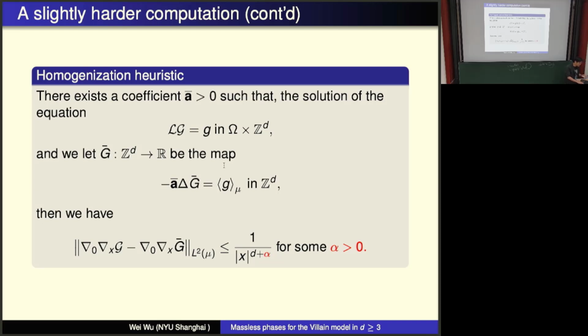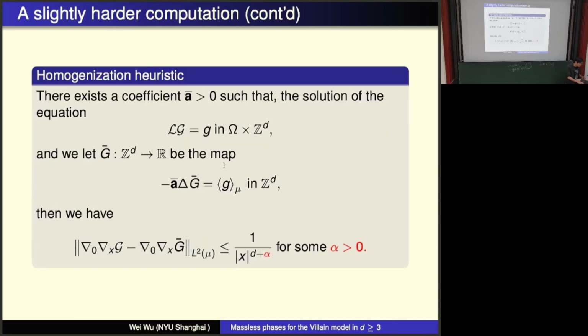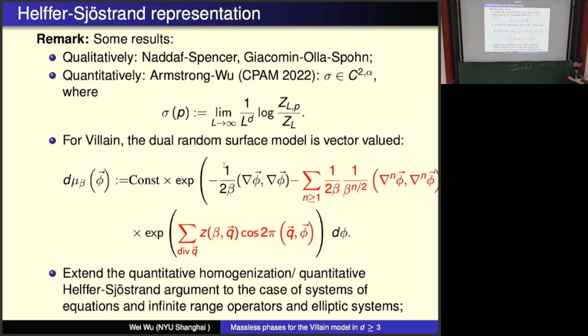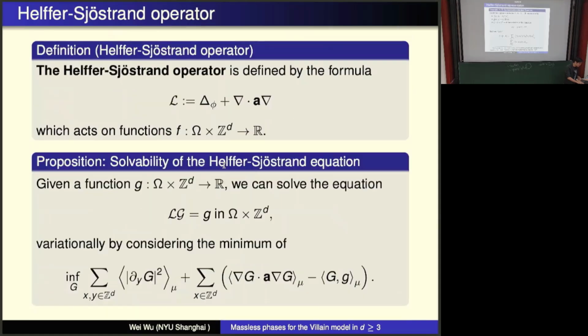Okay, how do we do that? Let me just be very brief. So we're going to follow this approach of quantitative homogenization through the works of Armstrong, Kuusi, and Mourrat. And the way is that we know that the solution to an elliptic equation can be found variationally, right? So if you want to look at the solution to this elliptic PDE, you can actually just consider the minimizer of this variational form, and it's actually a quadratic form.